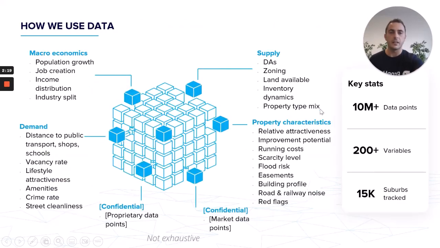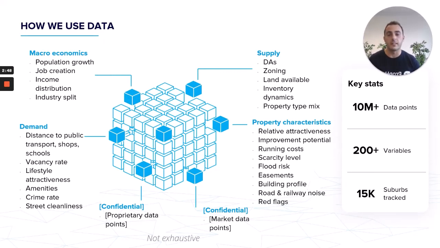In reality, at PropHero, we have much more than this. We use over 200 variables, over 10 million data points to track the entire country. So 15,000 suburbs in Australia, we track the entire country all the time. And for these variables, think about macroeconomics like population growth, job creation, average income. Think about supply as well, like development applications, zoning, land available, all of this.